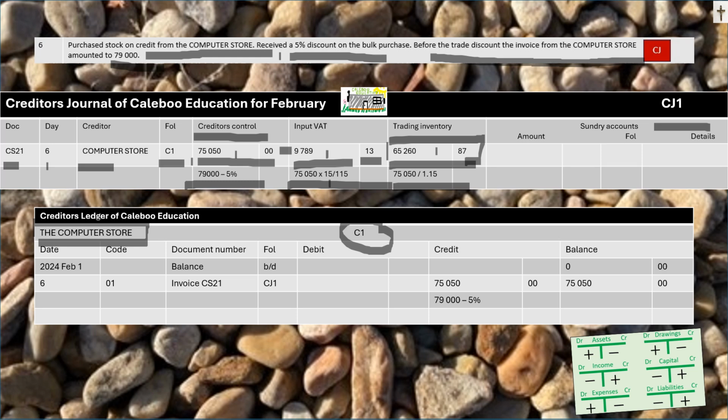So this information gets taken to the account in the creditor's ledger of the computer store on a daily basis. So on the 6th, remember, code 01 is an internal code used by Calibre Education for credit. So 01 indicates a credit transaction, and the codes would normally be given to you, or you could assign your own codes within your own organization for credit. Most textbooks use 01 for credit.